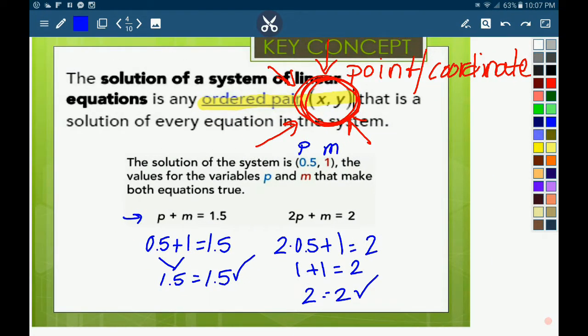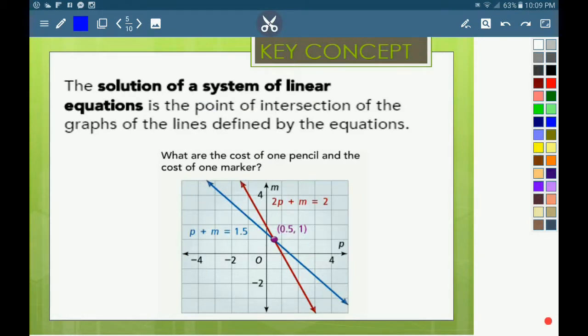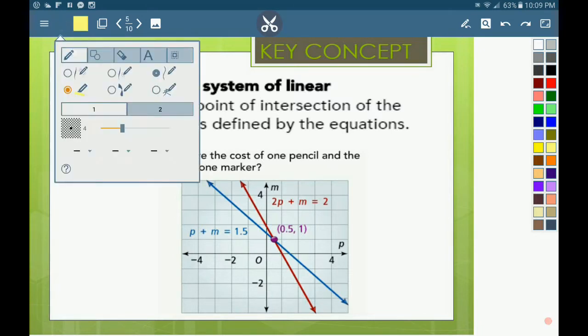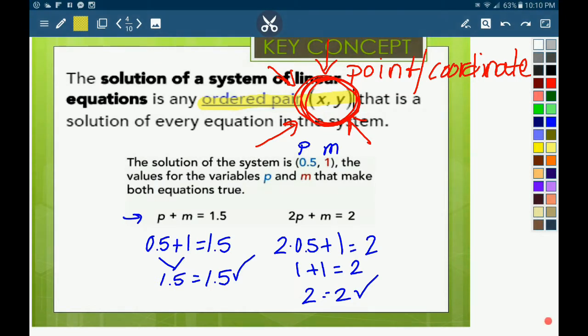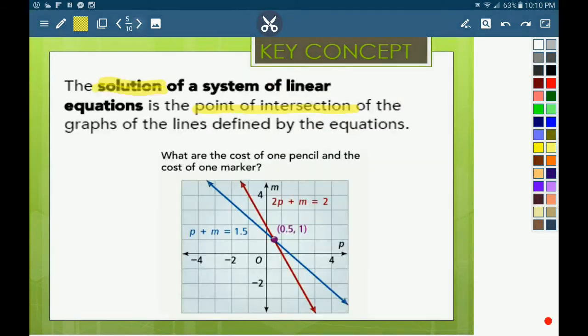So the last piece of this key idea is that the solution to a system of linear equations is the point of intersection. I'm going to highlight that again because that is one of the most important things we need to remember. The point of intersection on the graph. So wherever the two lines intersect, that's the solution. That's why it's in an ordered pair, because it is the point where the two lines, when we graph them, meet.